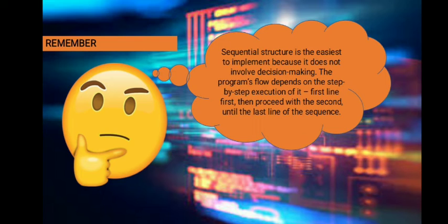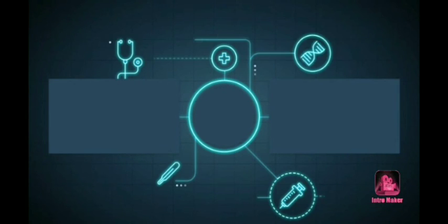And don't forget to remember, sequential structure is the easiest to implement because it does not involve decision making. The program's flow depends on the step-by-step execution of it. First line first, then proceed with the second until the last line of the sequence.